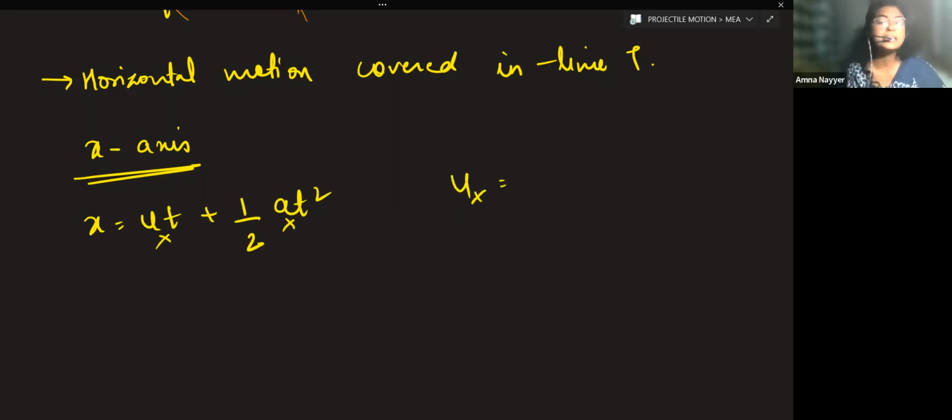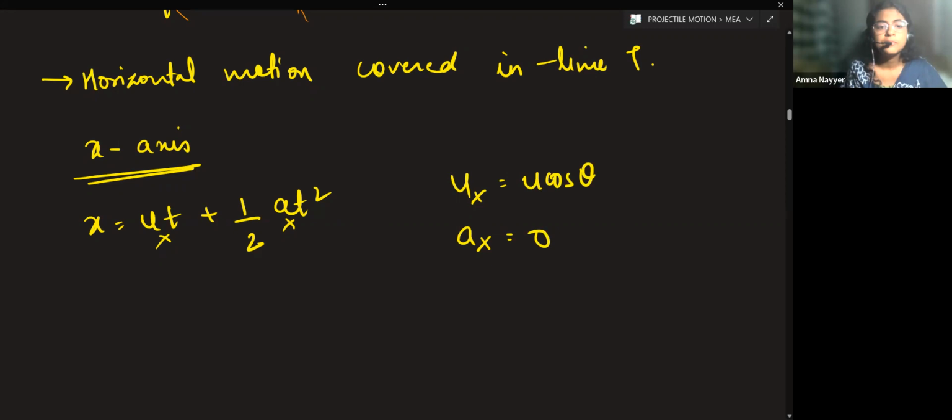Now ux, in the last class we had resolved the vectors into y and x components. So the y component we got as u sine theta, and the x component was u cos theta. Just look into your notes if you have forgotten this. So ux is u cos theta. Now I have told you acceleration along the x-axis will be 0 because acceleration occurs only along the y-axis. And along the y-axis, the acceleration that occurs is the acceleration due to gravity. So ax will be simply 0.